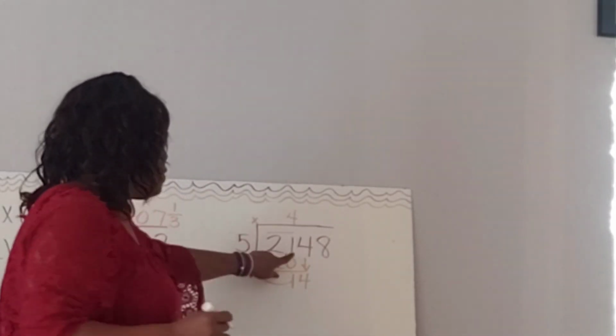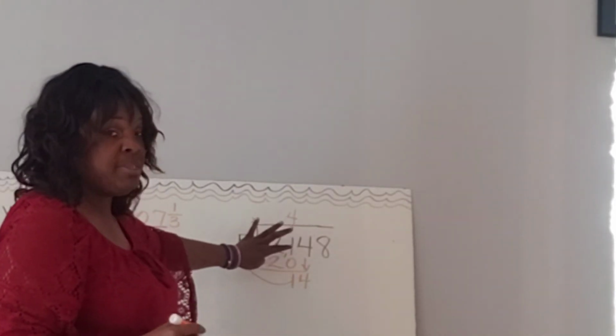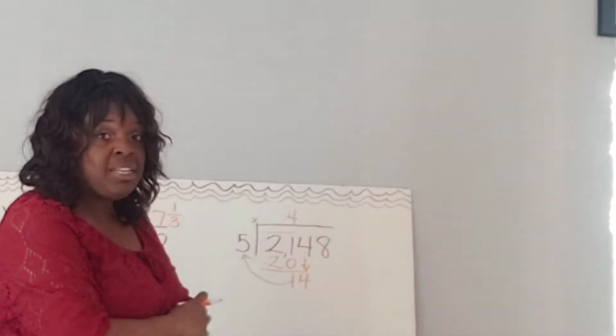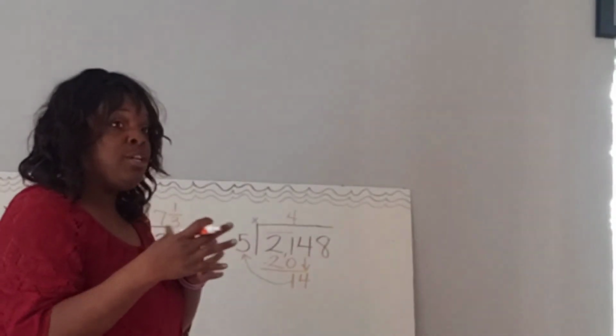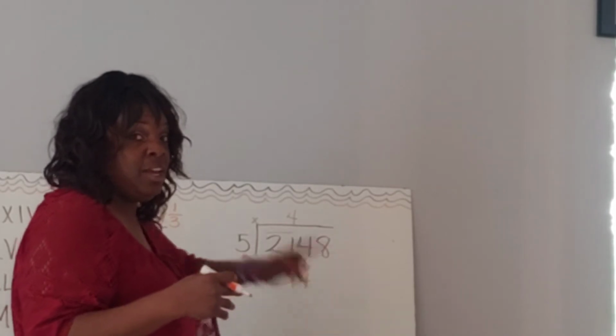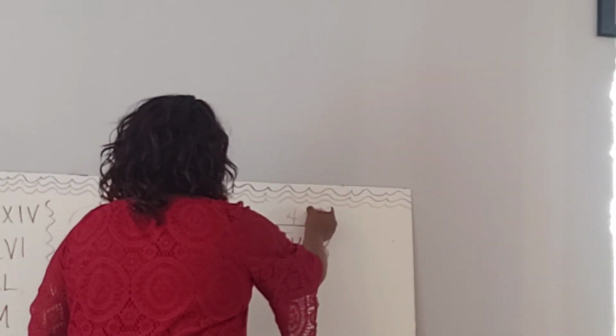We already used the 1 with 21, with 5 times 4 equals 20. We already used that. So now we're bringing down the 4. Now our newest number is 14. Once again, we want to get close to 14, but not over. So we have to choose something that's close to it. And obviously that's going to be 2, because if we did 3, it would be 15, which is too high.